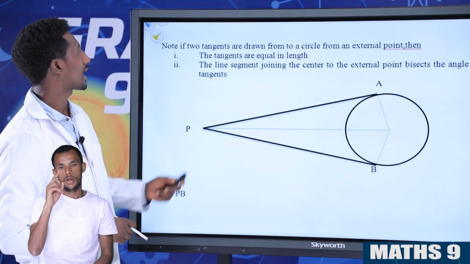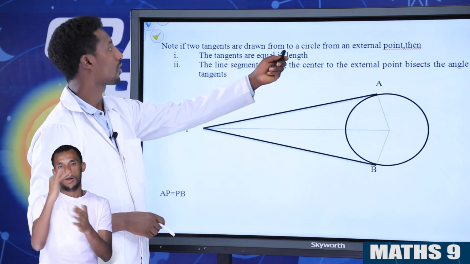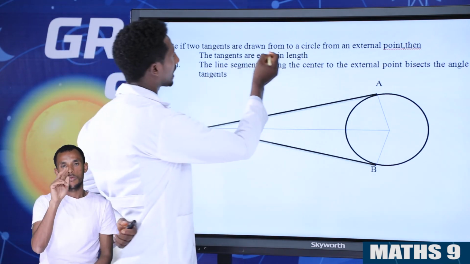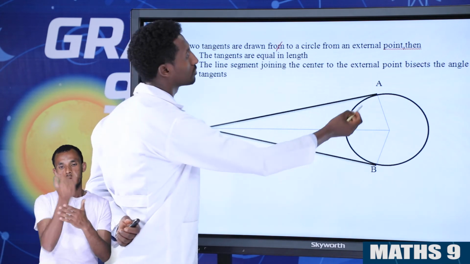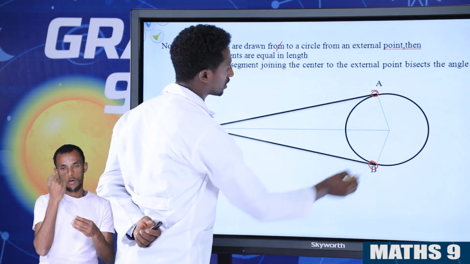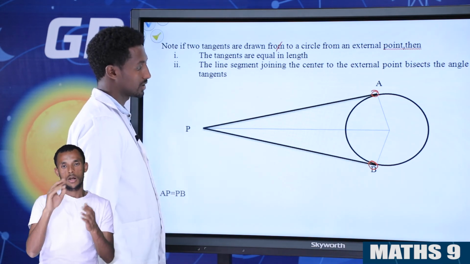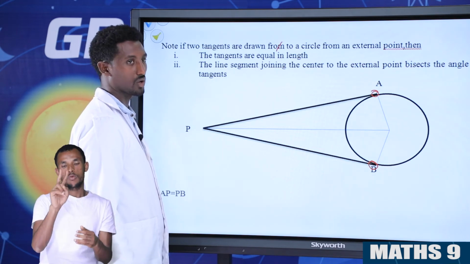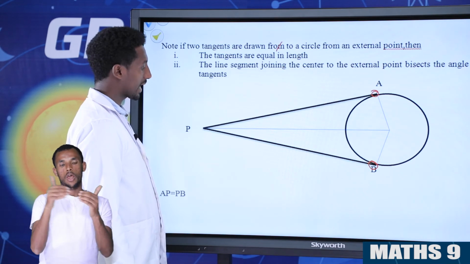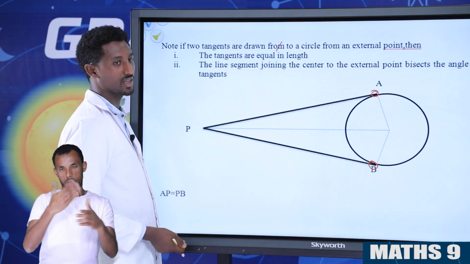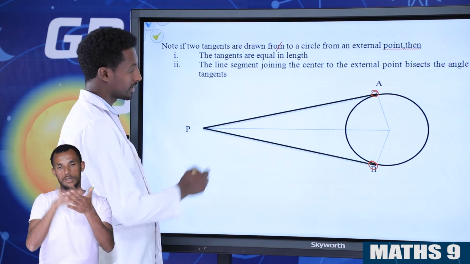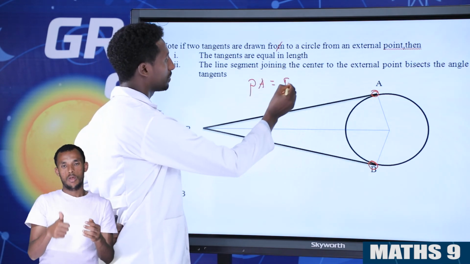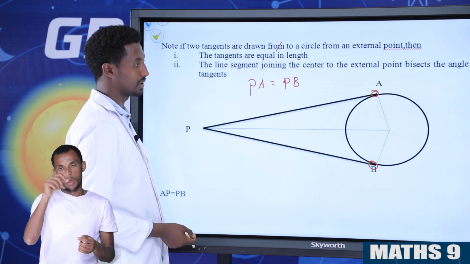Another one: if two tangents are drawn from a point outside a circle, then they are equidistant, and the line segment joining the point and the center bisects the angle. Here we can even prove that PA is congruent to PB.